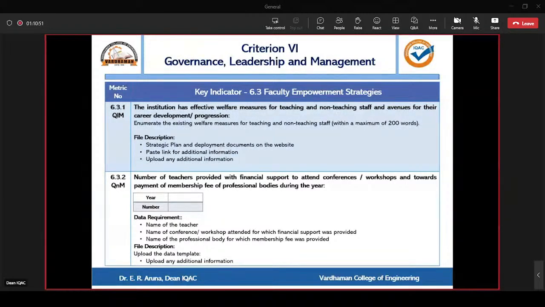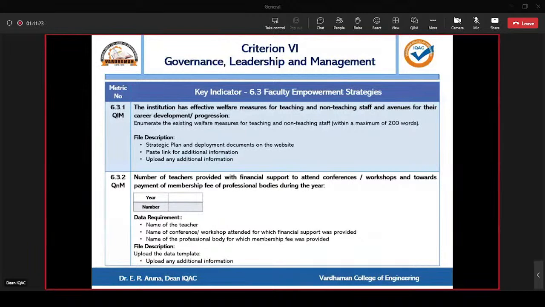This I already told as one of the welfare measures, and the amount of support we have extended to the faculty in terms of financial support. These details we have to provide in Excel format, which is the template they have given. Finally, they count the number of faculty who got financial support. How many faculty benefited and what points they will get are described in terms of benchmarks and SOP in the next slides.